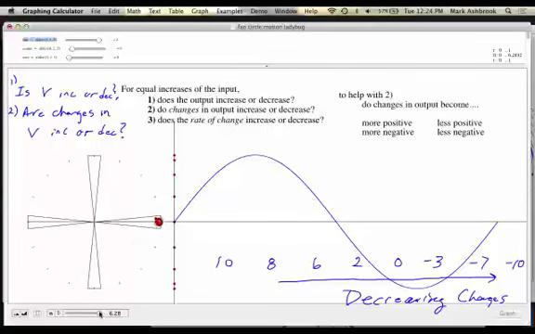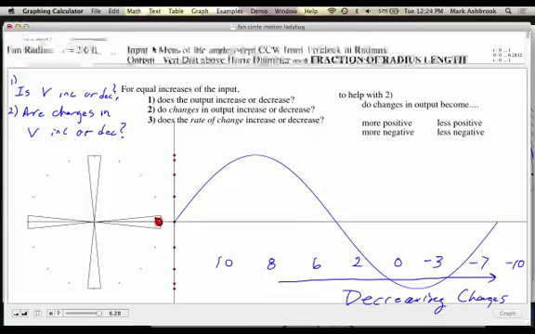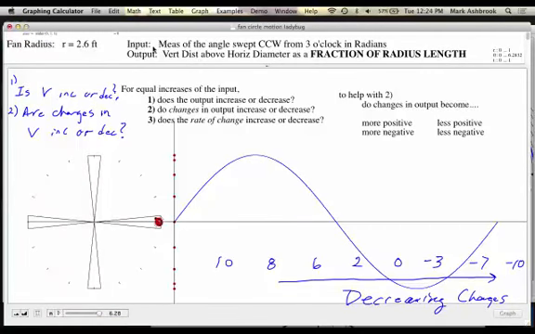So there's one rotation of these two quantities taken together. The x-axis is the measure of our angle swept counterclockwise around the circle. So let's label it. What's this angle right here on the x-axis in radians, where the vertical distance has its maximum? What angle is that? Pi over 2.